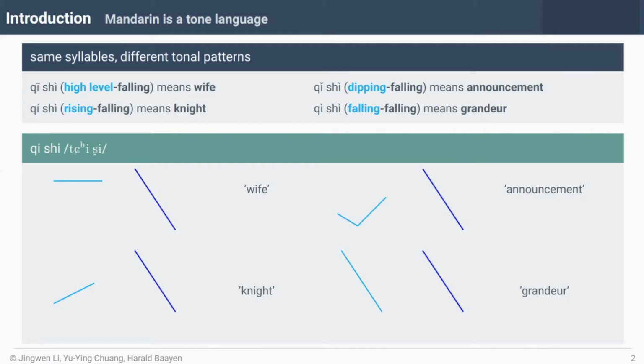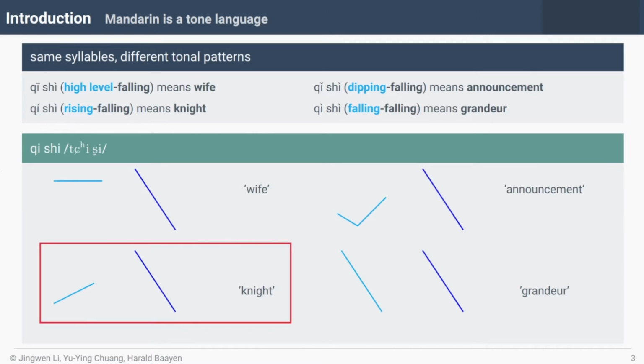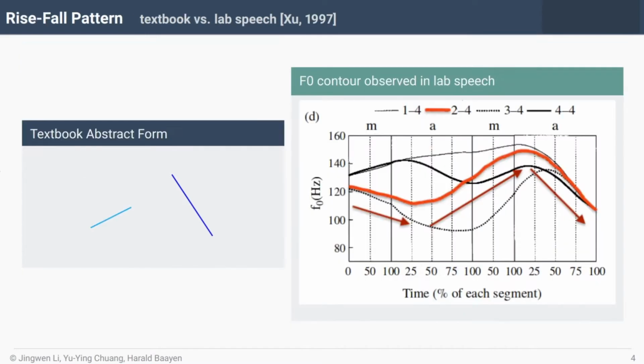The light blue lines represent how each of the 4 lexical tones would look like in textbooks. For this presentation, we limit ourselves to only one tonal pattern, the rise-fall pattern.